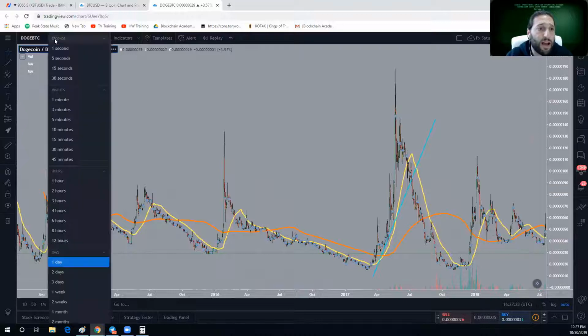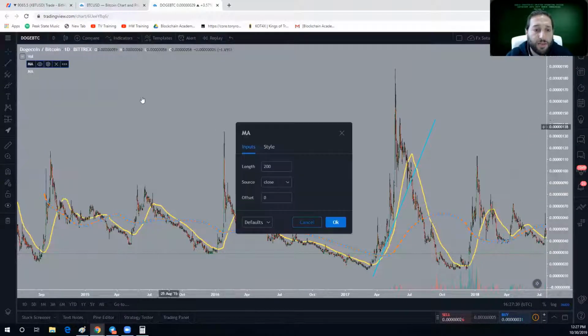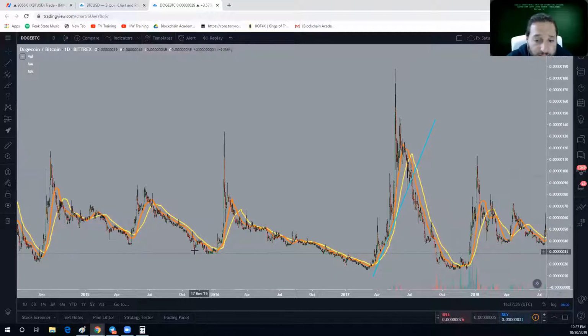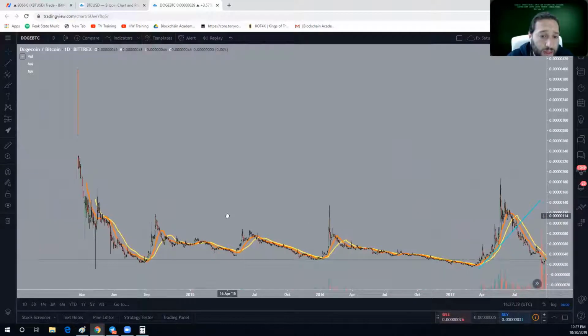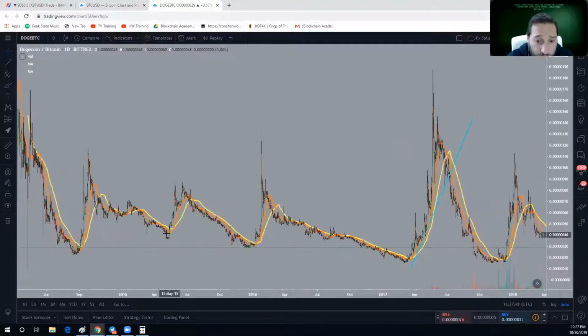And this is the 200 days, so this is pretty long for Dogecoin. So let's use 25. Now this is the smaller one. This is going to be the quicker one. So you see, this is a lot closer. The orange is the quicker one.